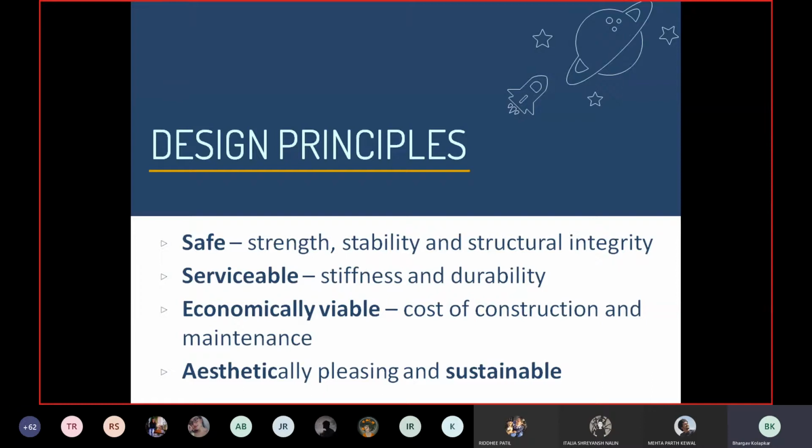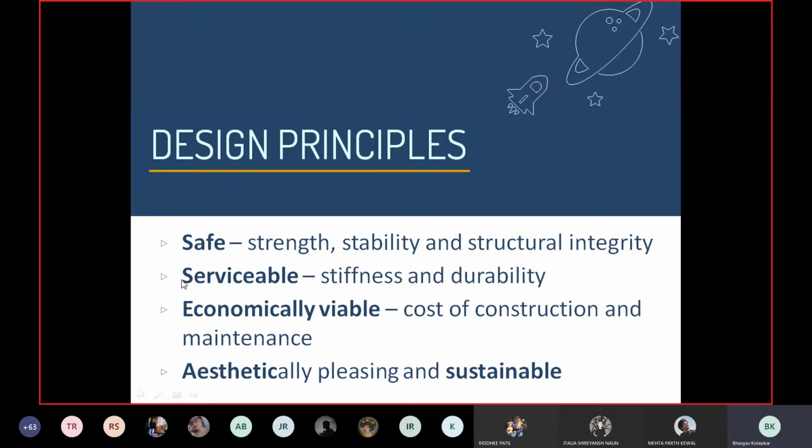When we're talking about the safety of the structure, we are particularly talking about the strength of the members and of the structure as a whole. We are talking about stability and we are talking about structural integrity, meaning that the structure should act as a single unit and not just a set of different members. So a structure is safe when it is sufficiently strong, sufficiently stable, and has sufficient structural integrity.